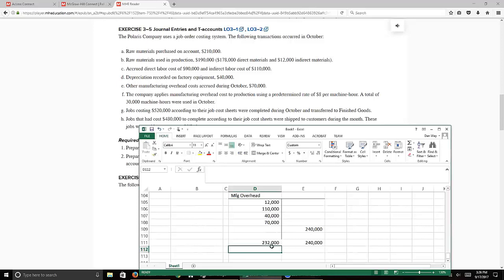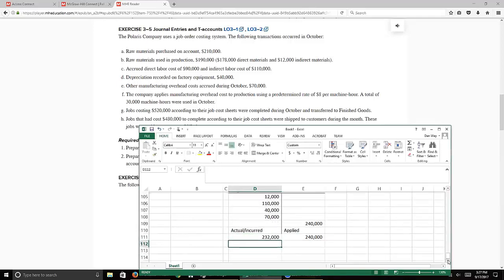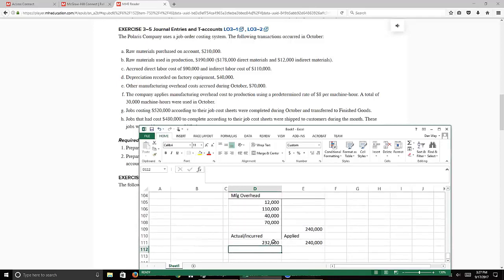We had total debits of $232,000. Remember, our debits are our actual or incurred overhead. Our credits are our applied. So in this case, I know my overhead must be over applied. I have $8,000 more in credits than I had in debits. So I'm $8,000 over applied for the month.